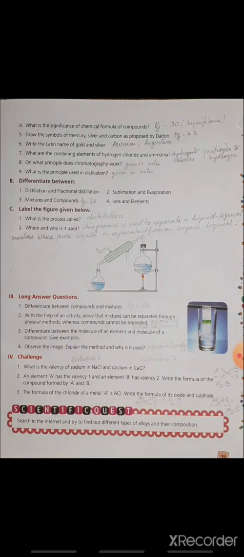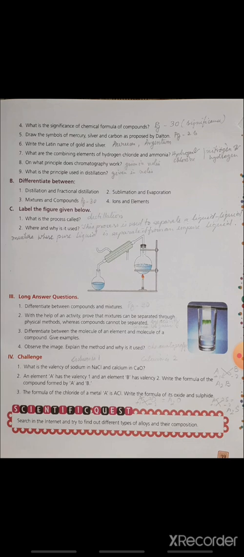Now short answers question. What is the difference between an atom and a molecule? I have written in the note. What is an element is given in page 25. Question number 3. How will you differentiate between composition of a pure substance and a mixture? I have written in the note. Now what is the significance of chemical formula of compound is given in page 30, that is in significance.